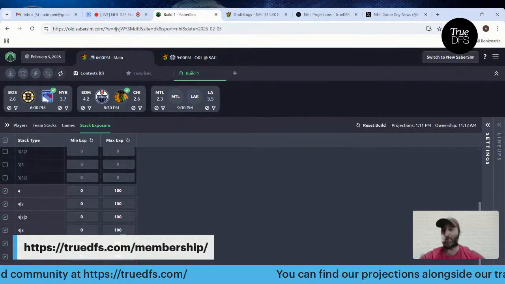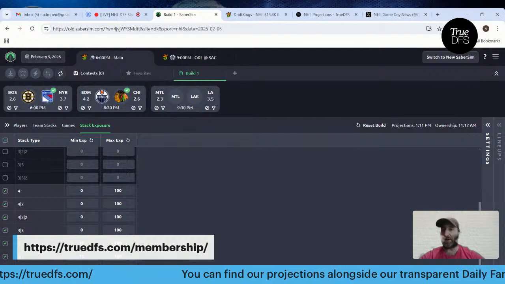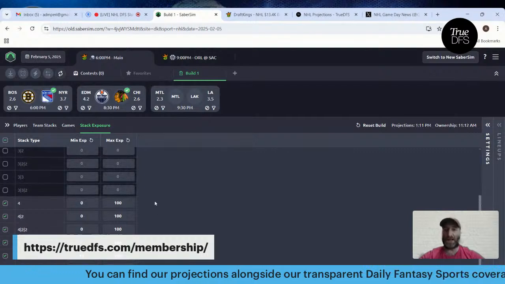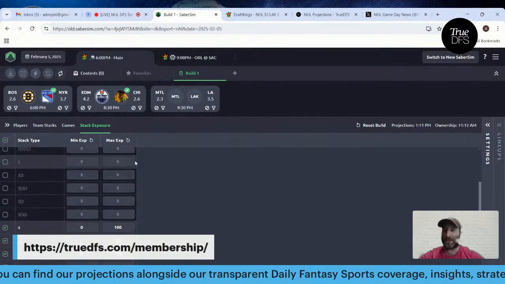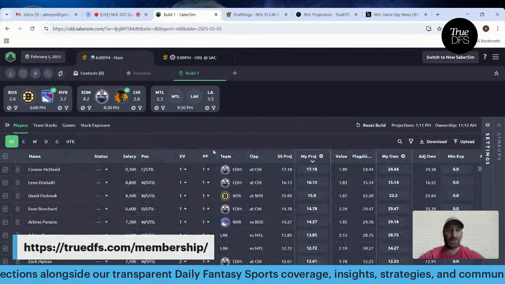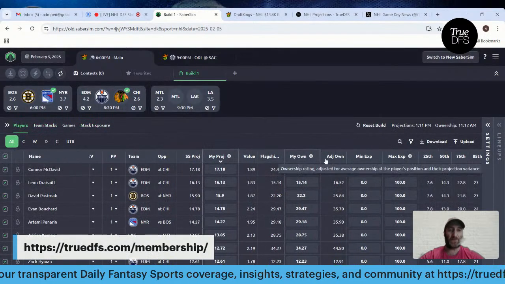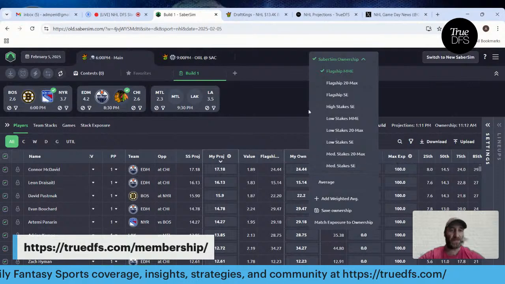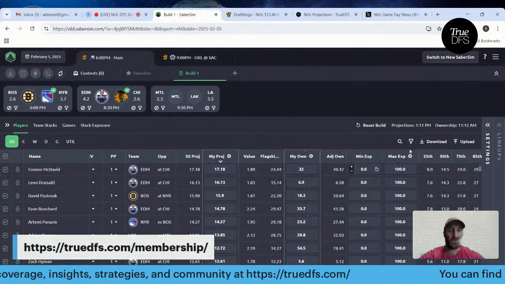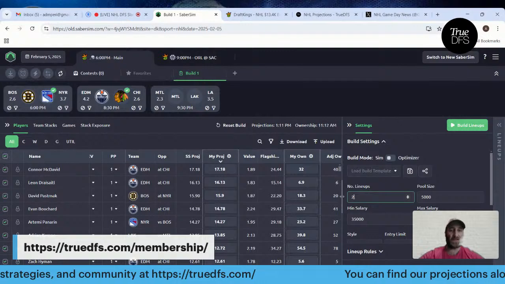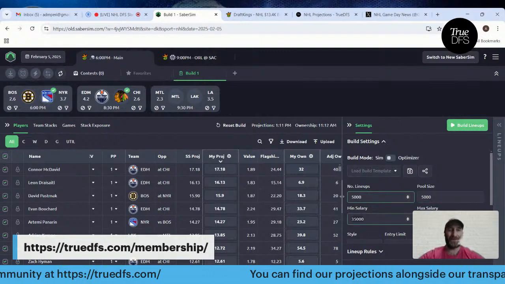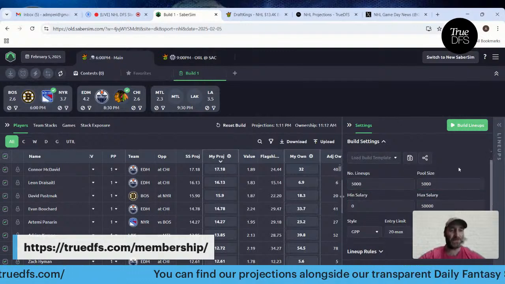I mean, maybe there just weren't enough for it to choose from, especially the Edmonton, which it liked. Now, this may constrain the builder, so we'll see if we get to 5,000 lineups. Let's do something I forgot to do last time, which is build these lineups with the high stakes ownership, and then let's see what happens.